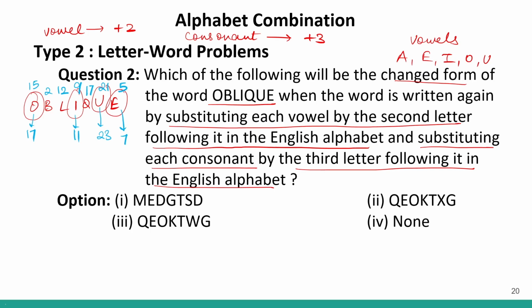We have moved them 2 positions forward because vowels were moved by the second letter, and the consonant was moved by the third letter. So consonants I will move 3 positions forward. So 2 plus 3 will give me 5. 12 plus 3 will give me 15. Similarly, 17 plus 3 will give me 20. So at 17th position we have Q. At 5th position we have E. 15th is O. 11th position we have K. 20th is T. 23 is W. And at 7th position we have G. So my arrangement would be Q, E, O, K, T, W, G.